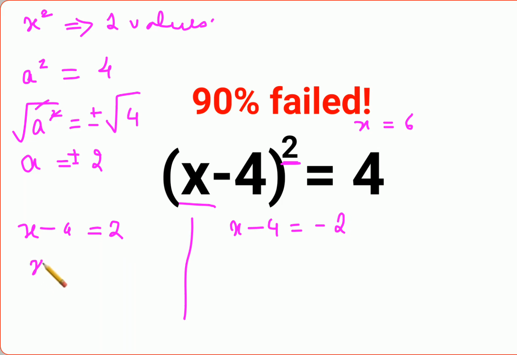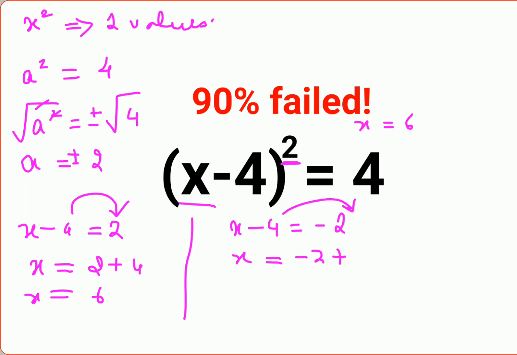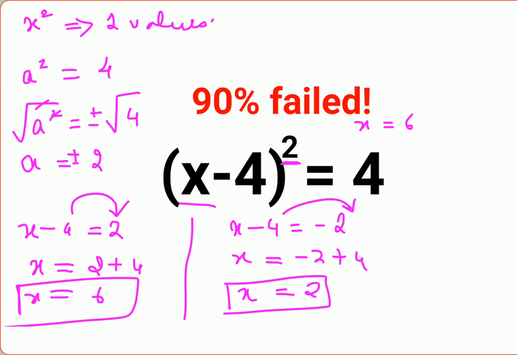So when you want to find the value of x over here, just shift this negative 4 to the other side. When you do that, 4 becomes positive. So you have the x value as 6. The next time, again here also when you shift the negative 4 to the other side, it becomes positive. So you have minus 2 plus 4. So here also the value comes out to be just 2. Okay. So here we can say the value of x is either 6 or 2.